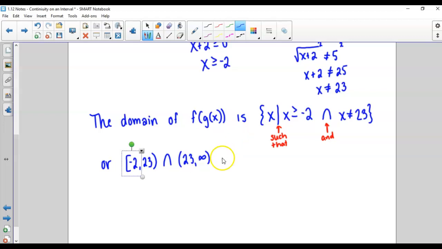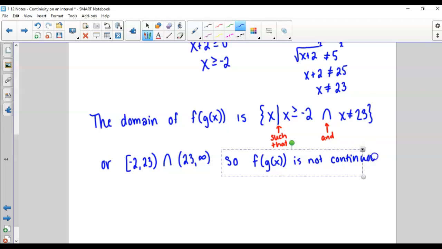And so since this is the domain, we can say f of g of x is not continuous for negative infinity to positive infinity.